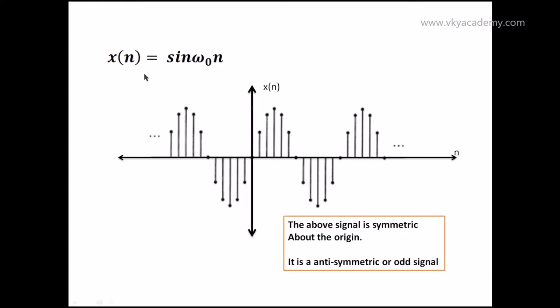Now x of n is equal to sin omega naught n has a graph like this. The moment you put a mirror on the y-axis, you will not see the exact replica of the positive x-axis in the negative x-axis. Basically, the signal you see in the first quadrant, the same signal you see in the third quadrant with opposite amplitude. This is what we call origin symmetry. If any signal satisfies this type of condition, then that particular signal is an odd signal.